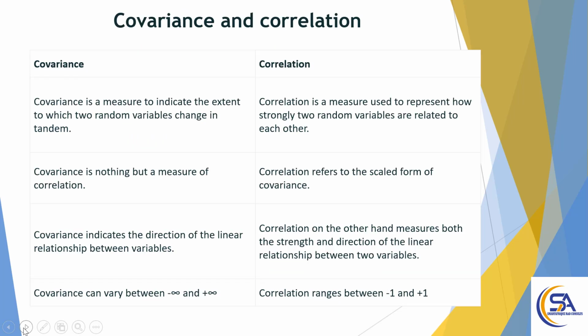Now, covariance and correlation, just a slight difference between them. Covariance is a measure to indicate the extent to which 2 random variables change in tandem, while correlation is a measure used to represent how strongly 2 random variables are related to each other. Covariance is nothing but a measure of correlation. Correlation refers to the scaled form of covariance.